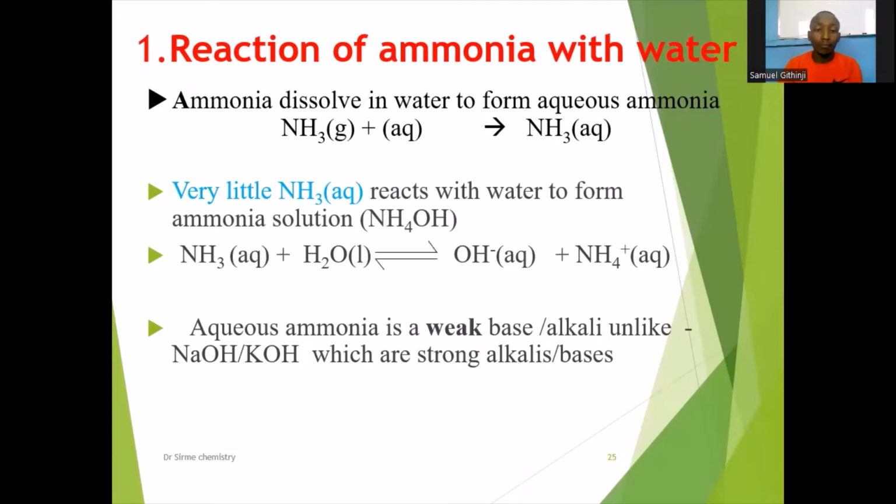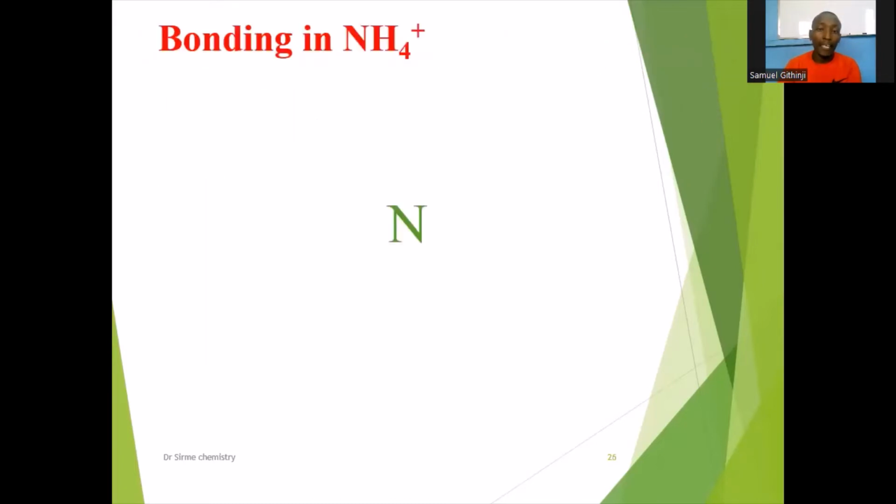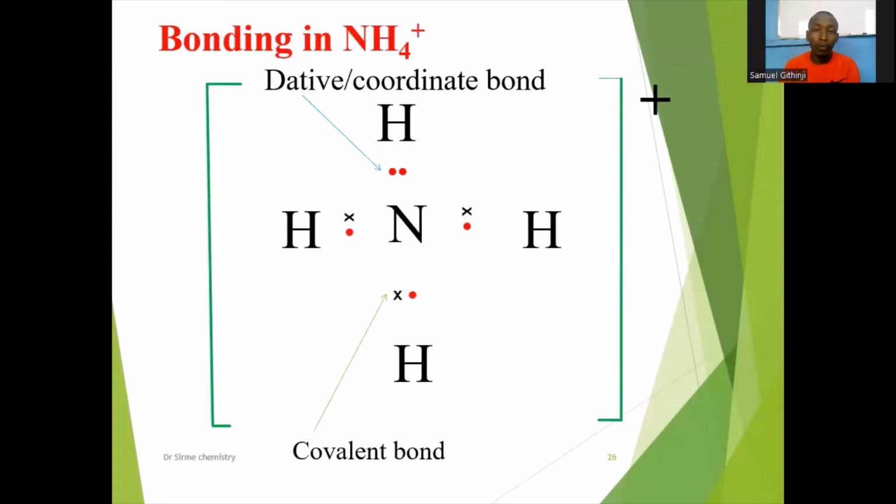Going on, the bonding in ammonium, because what is formed is called the ammonium ion. Looking at this, initially we had a lone pair of electrons here. So if you put ammonia in water, you are going to have a hydrogen ion from water bonding with the lone pair here. This bond is called the coordinate bond or dative covalent bond, because the hydrogen ion comes with 0 electrons. So it bonds with the electrons from the ammonia molecule.